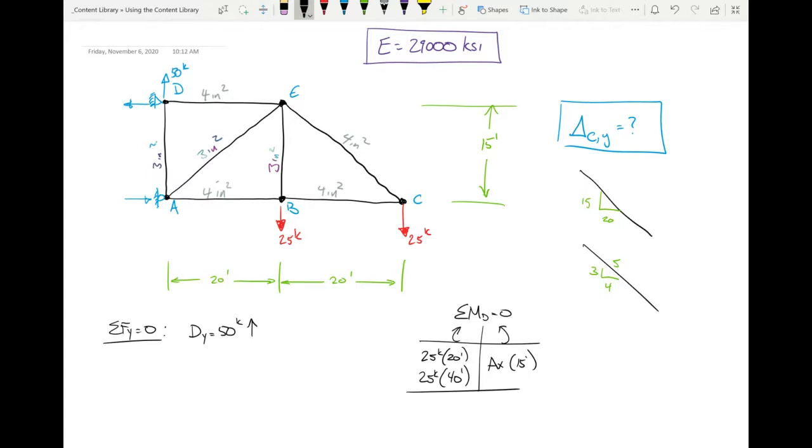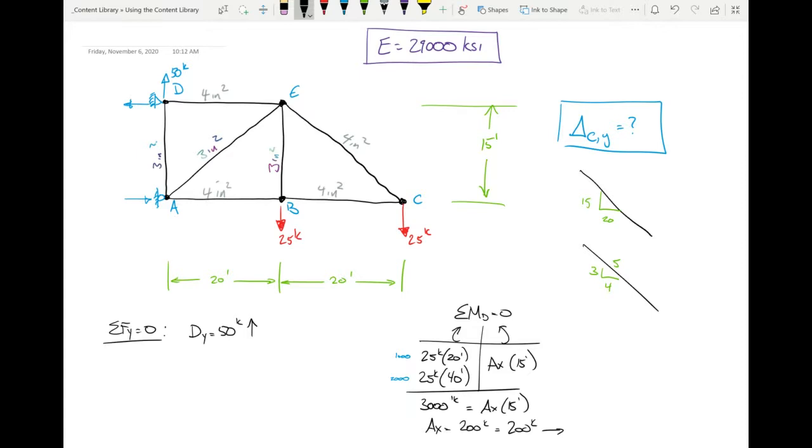All right, so 25 times 20, that's 1,000. 25 times 40, 2,000. So 3,000 foot-kips is AX times 15 feet. So AX is... 200? Did I do something? What did I do? I feel like I did something. Maybe it is 200. That seems high, but yeah.